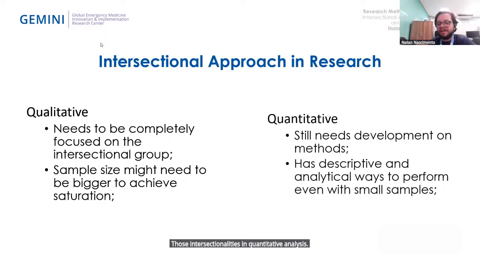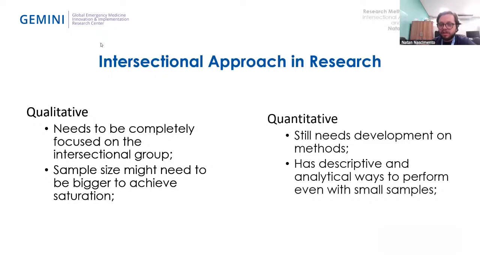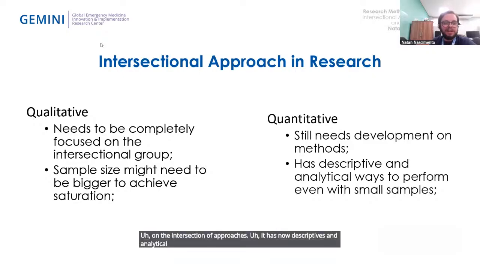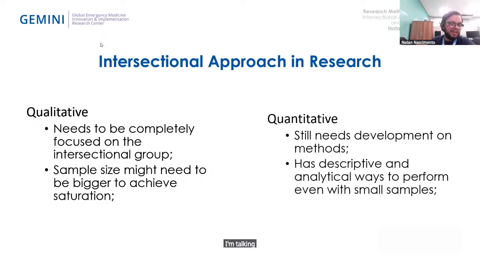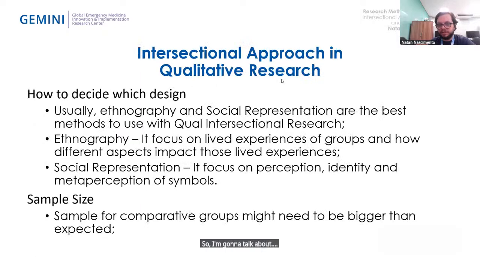But it has descriptive now, after like a decade or so on intersectional approaches. It has now descriptives and analytical ways to perform, even with small samples. And when I'm talking about small samples, I'm not talking about 100. I'm talking about 1,000 to 5,000, depending on the number of iterations that we're doing in the approach. So I'm going to talk about qualitative research first.